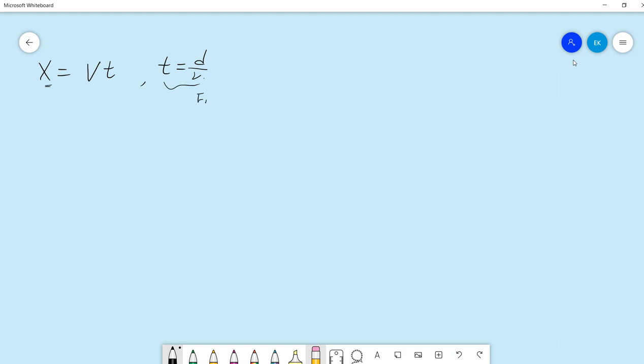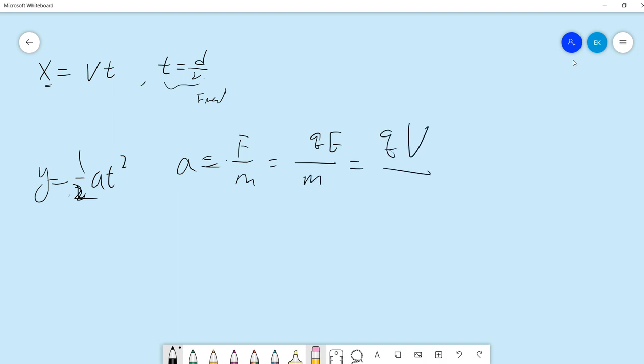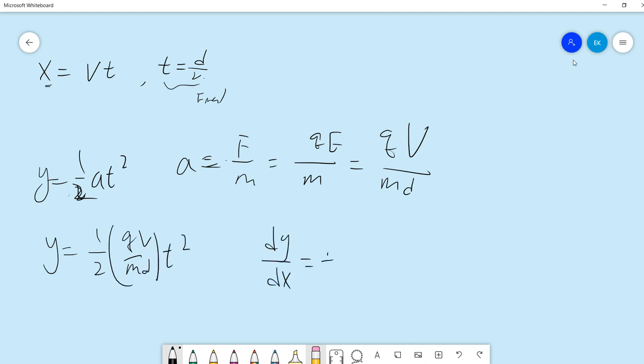This is the final t, and the y is just the uniform acceleration, one half a t squared, and a is just F divided by m, and F is just qE divided by m, which is qV over md. Okay, so y is one half qV over md t squared. Okay, so dy over dx, which is the tangent theta, is dy over dt over dx over dt, which is v, and dy over dt.